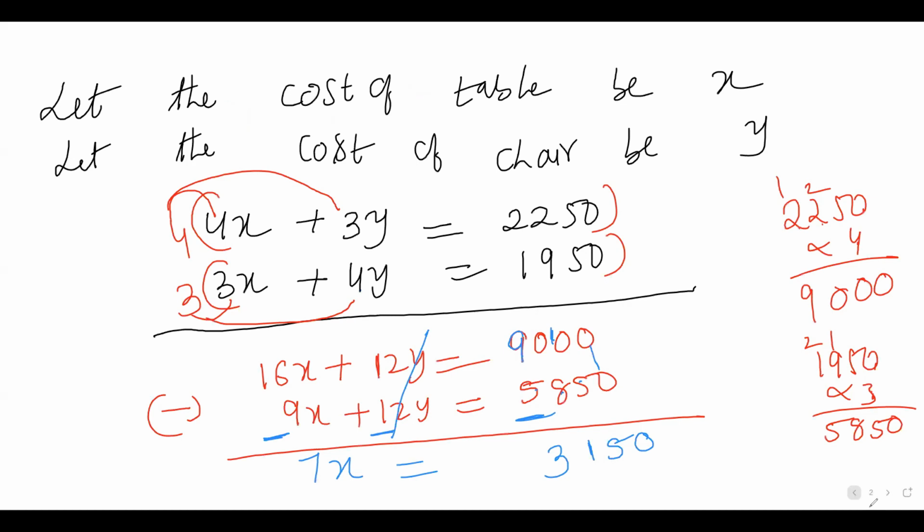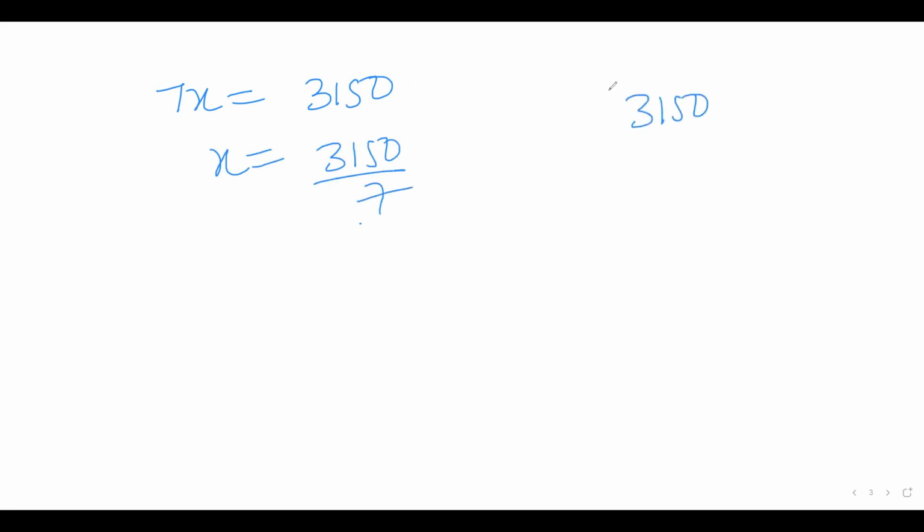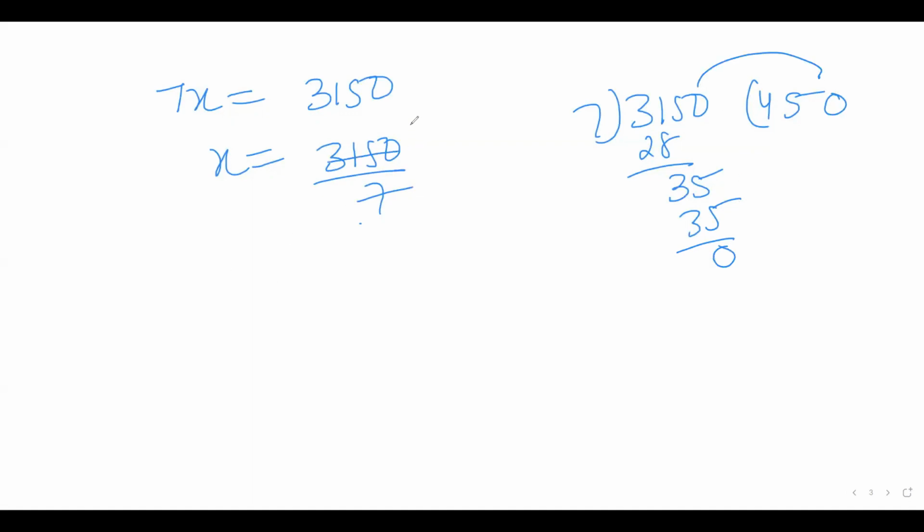So we got 7x is equal to 3150. X is equal to 3150 by 7. 3150 divided by 7. 7 fours are 28. Get 5. 7 fives are 35. You can put this 0 here. So 450 times. So cost of table is 450.